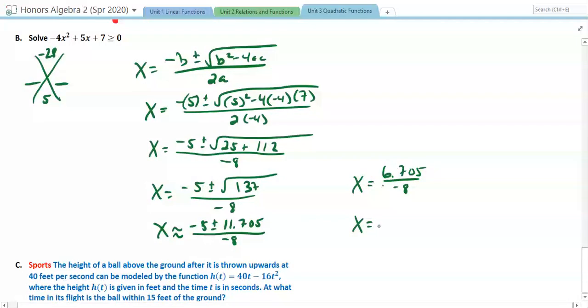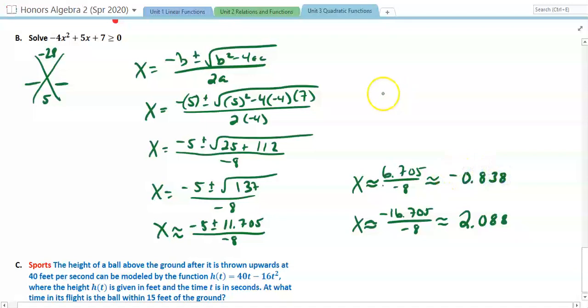Our other will give us negative 5 minus the 11.705, and so that's negative 16.705 divided by the negative 8. And so dividing, we'll do the bottom one first. Again, these are approximately equal to, at this point, approximately 2.088.